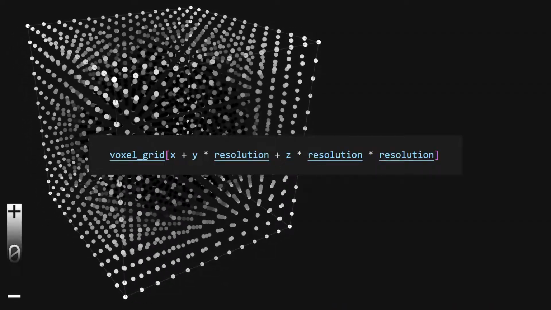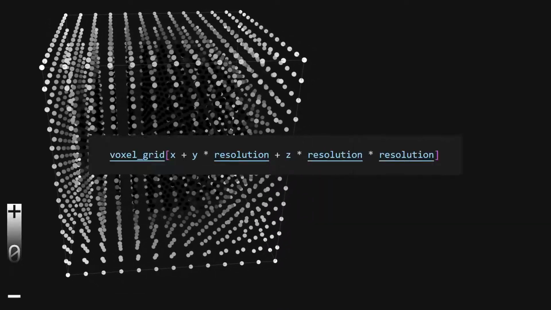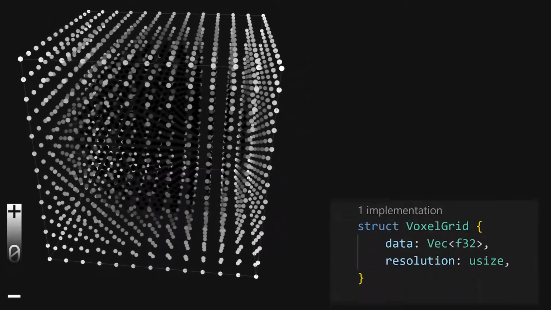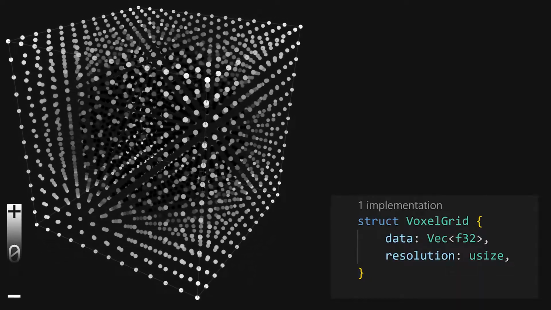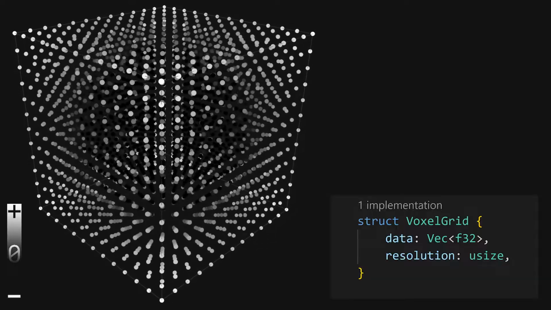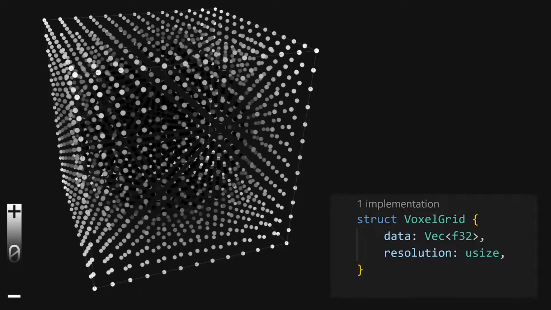Reading a value from a flattened collection requires a bit more work than a nested one. To not have to write this every time we read a value, I will instead create a struct that stores the collection and the resolution. This also removes the need to pass the resolution as a parameter every time you pass the grid, since we now bake them into a single variable.